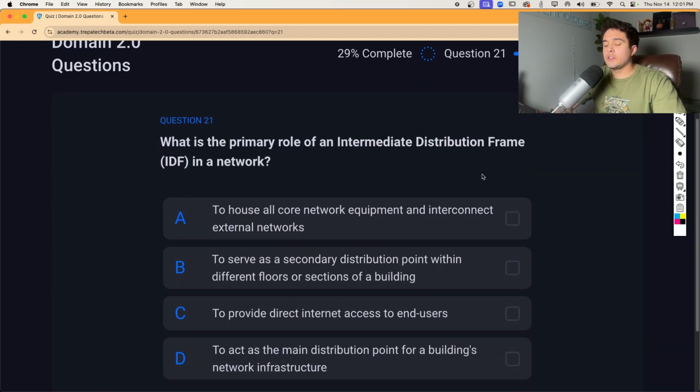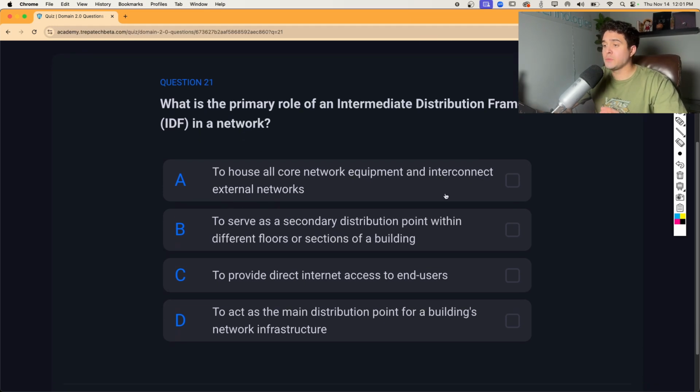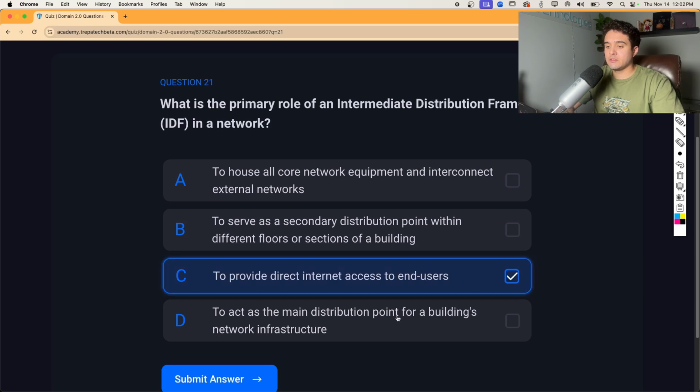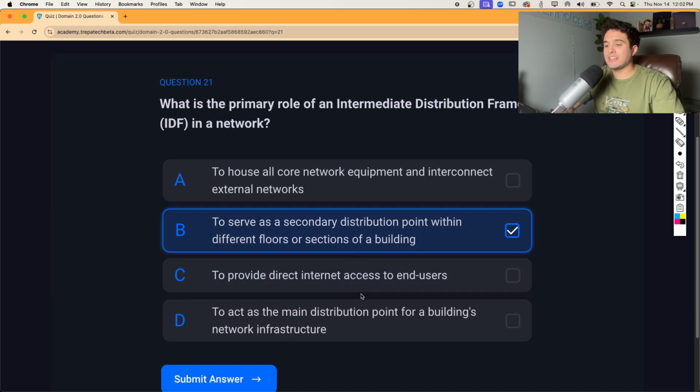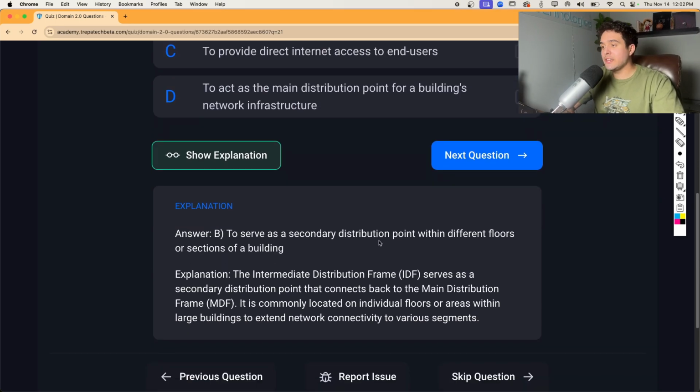Question 21. What is the primary role of an intermediate distribution frame in a network? Again, that's going to be in our comms closets, on a floor, for endpoints, for those access switches, and to connect you back to the MDF. So it's not the main distribution point. To serve as a secondary distribution point within different floors. The distribution frame is not providing internet access. That's what your switch does, connecting to the backbone. So I do believe it's going to be B here. To serve as a secondary distribution point within different floors or sections of a building. And that's exactly what it does. Pause the video if you'd like to read the explanation.